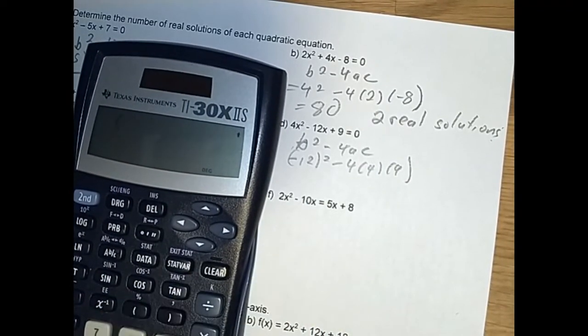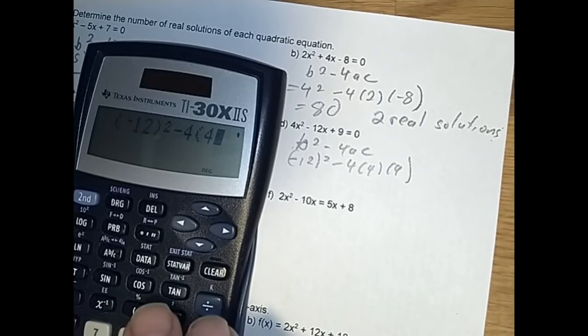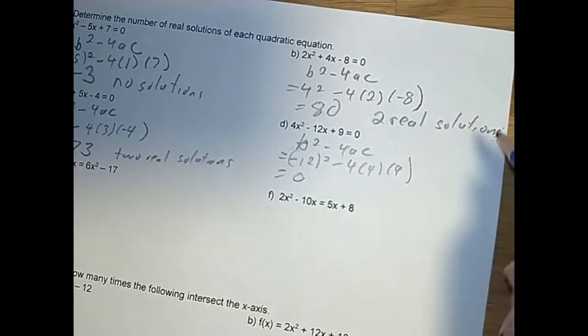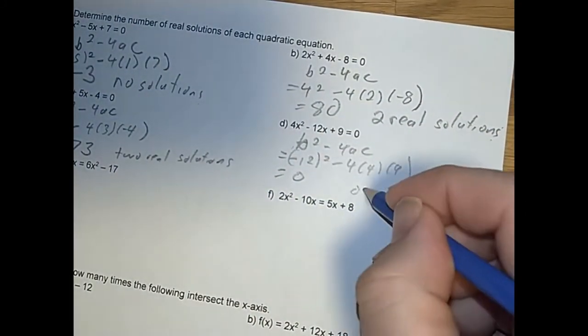Bracket, negative 12 squared. Don't forget the bracket. Minus 4, bracket 4, bracket 9, 0. Fine, we should have got a 0 somewhere. 0 means there's only one real solution.